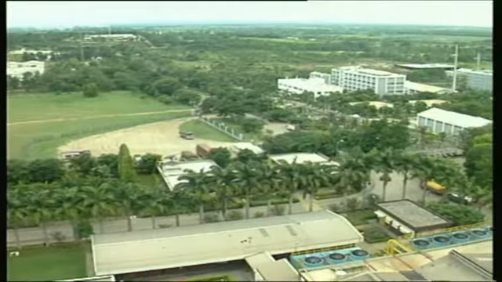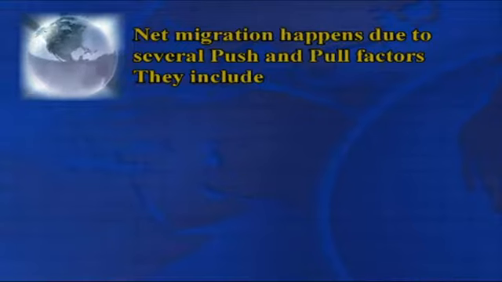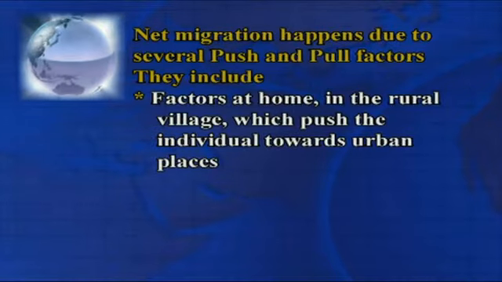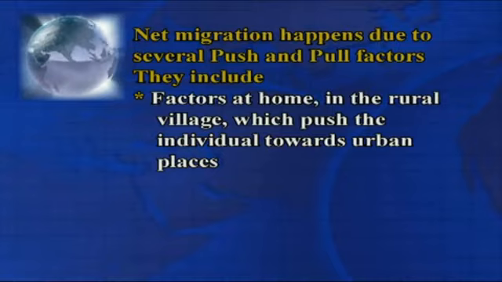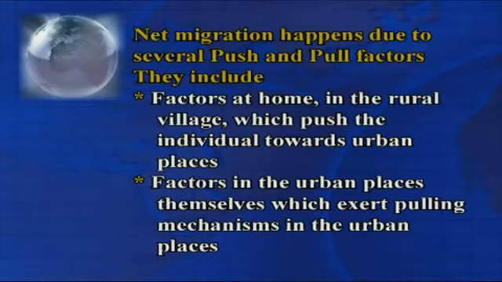Most of the industries are located in urban fringes. Net migration happens due to several push and pull factors. They include factors at home in the rural village which push the individual towards the urban places, and factors in the urban places themselves which exert a pulling mechanism.